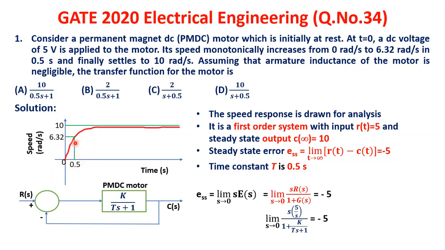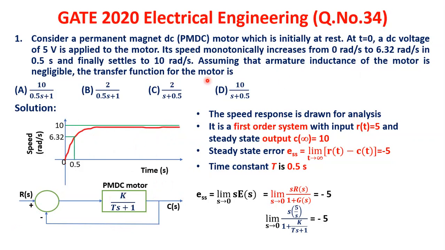So time constant is given, final value is given. From this, how to find the transfer function? The transfer function of the PMDC motor will be like this: K by Ts plus 1. So it is a type 0 first order system, right? We have drawn the speed response for the analysis purpose. We know very well that it is a first order system.